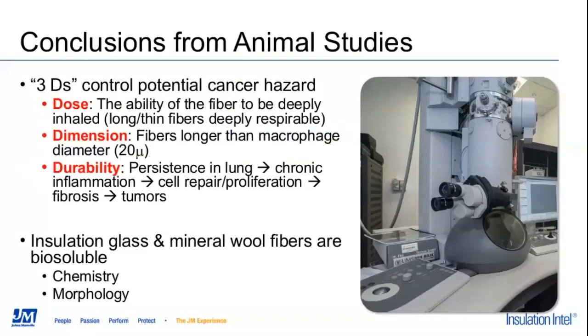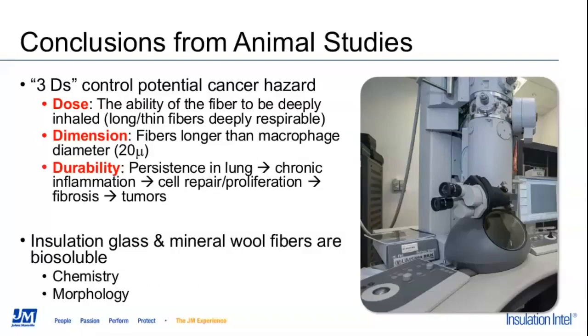Here's another one of the most important slides in the presentation today, and this is the conclusion from the long-term animal studies. The most important thing that we learned from these animal studies was that the potential cancer hazard of a glass fiber or mineral wool fiber is controlled by the 3 Ds: dose, dimension, and durability. And you have to have all 3 of these present at the same time for the same fiber in order for there to be a potential cancer hazard.